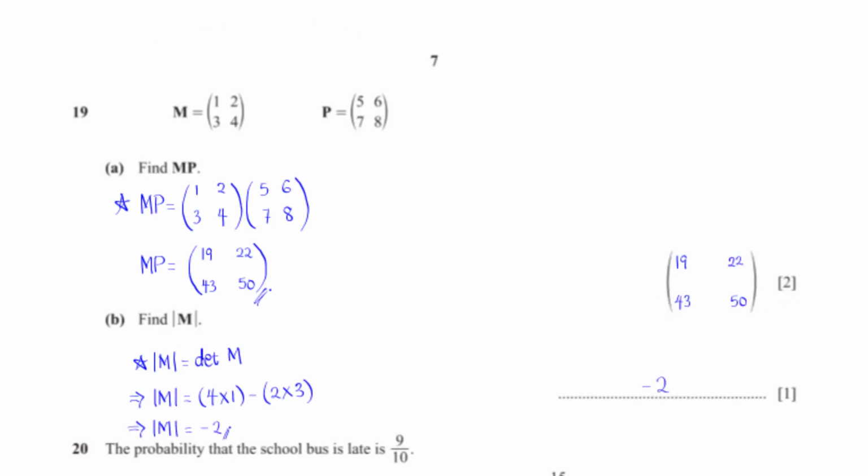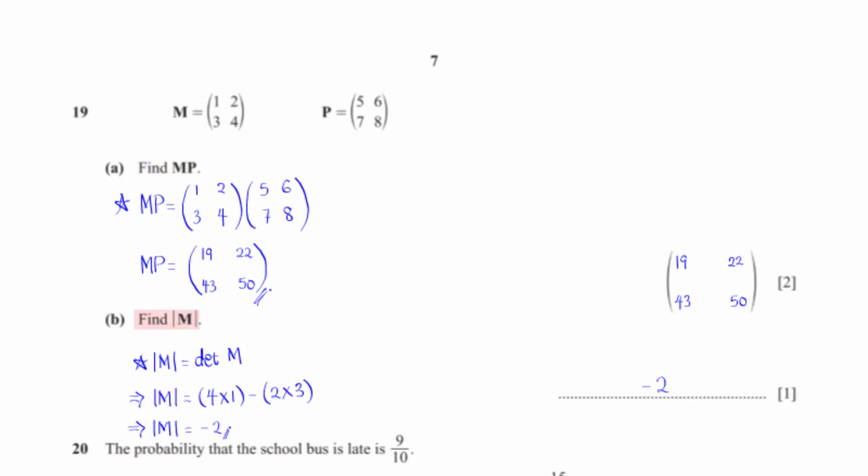M is equal to 1, 2, 3, 4. P is equal to 5, 6, 7, 8. Find MP. 1 times 5 plus 2 times 7 gives us 19. 1 times 6 plus 2 times 8 gives us 22. 3 times 5 plus 4 times 7 gives us 43. And 3 times 6 plus 4 times 8 gives us 50. And so our final answer becomes 19, 22, 43, 50.